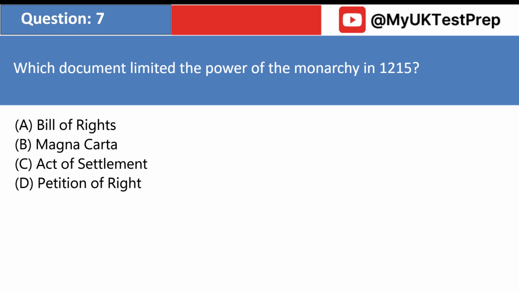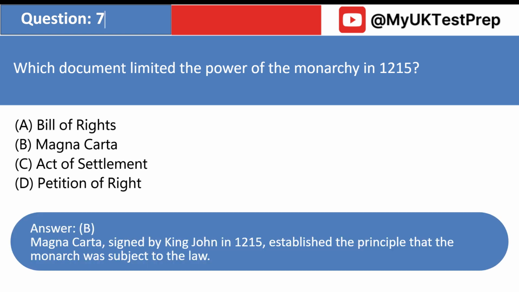Which document limited the power of the monarchy in 1215? A. Bill of Rights. B. Magna Carta. C. Act of Settlement. D. Petition of Right. Answer: B. Magna Carta, signed by King John in 1215, established the principle that the monarch was subject to the law.